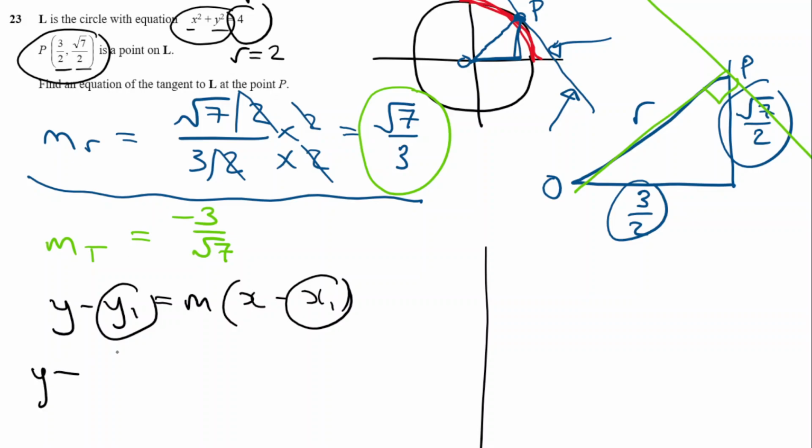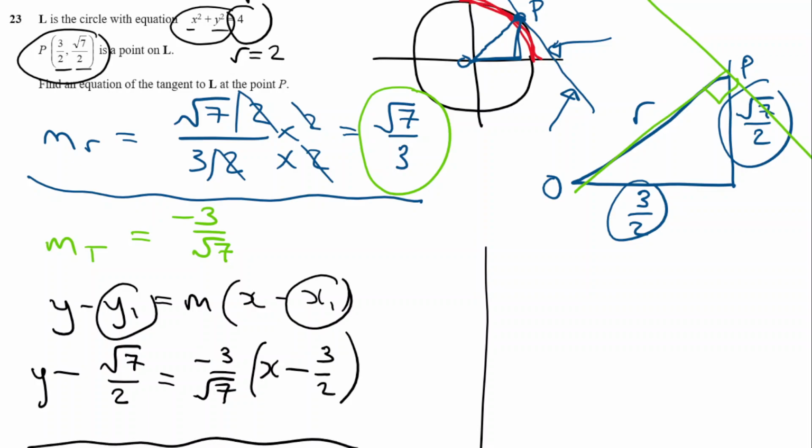Well, y1 is root 7 over 2. In other words, the y coordinate of the given point equals m. Well, in this case, m is the value of the gradient for the tangent. That's negative 3 over root 7. And that's going to multiply by generic x minus the x coordinate of our point. Okay? Now, that is an acceptable solution for this question.